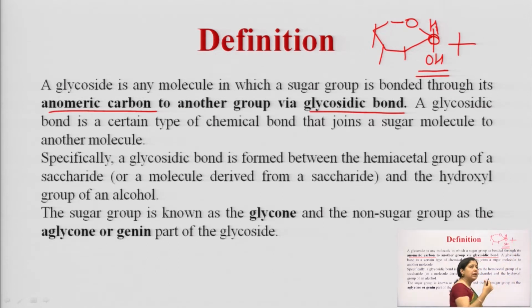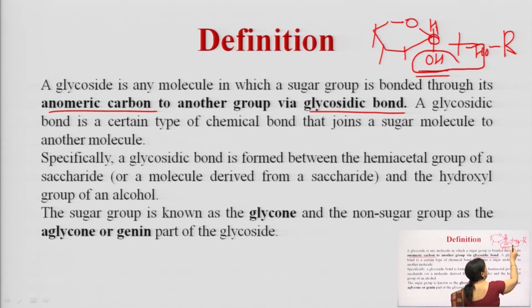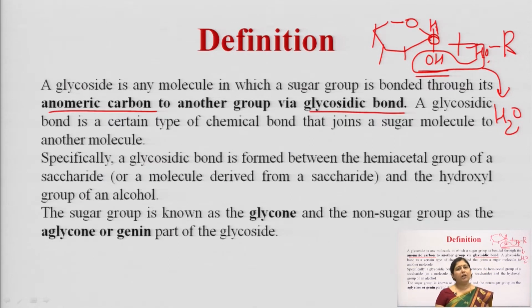Now, if we imagine any other aglycone moiety, for example, having an alcoholic OH group, the hydrogen of this aglycone and the OH of this glucose bind together and are removed through dehydration, and this oxygen binds to the anomeric carbon atom, forming a glycosidic linkage. With the removal of 2H and 1 oxygen, that is H2O, we have dehydration taking place with the formation of the glycoside.